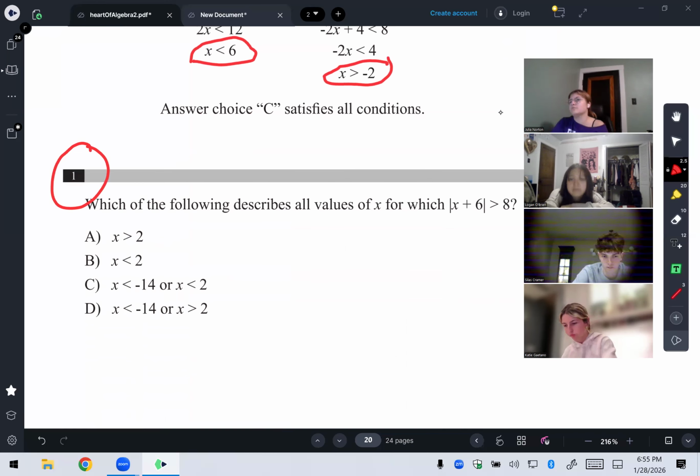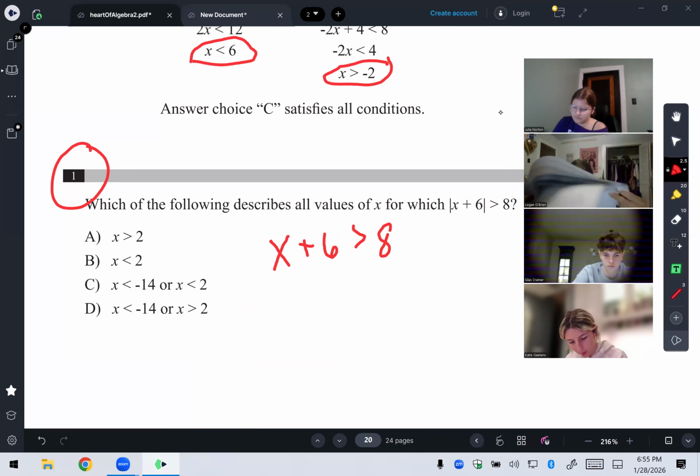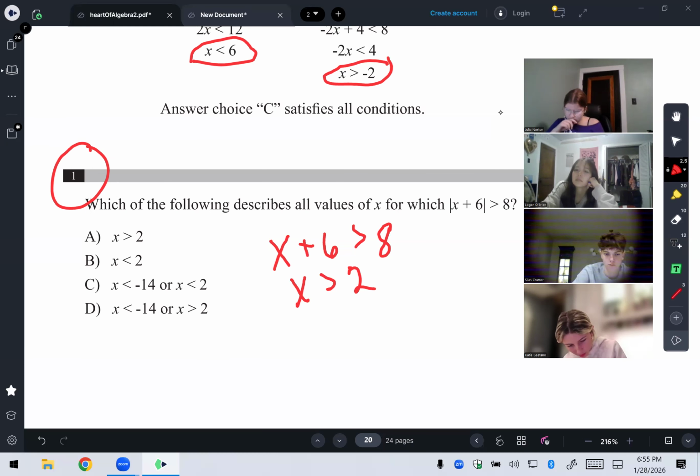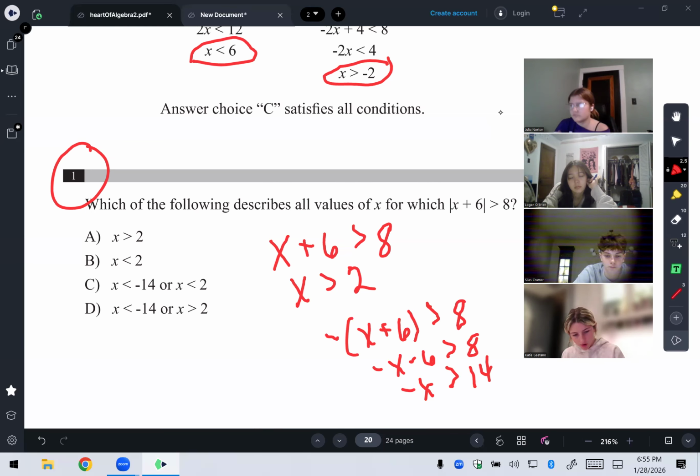This is our little assignment. It won't take long. x plus 6 is greater than 8. So we know x has to be greater than 2. What if everything was negative? Negative x minus 6 is greater than 8. Negative x is greater than 14, but we're dividing by a negative, so flip the sign. So x has to be less than negative 14 or greater than 2, which is answer choice D.